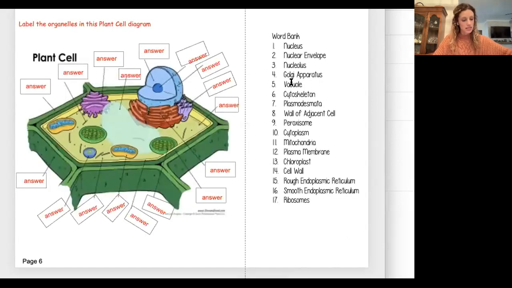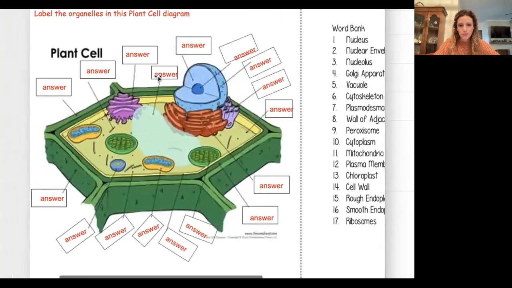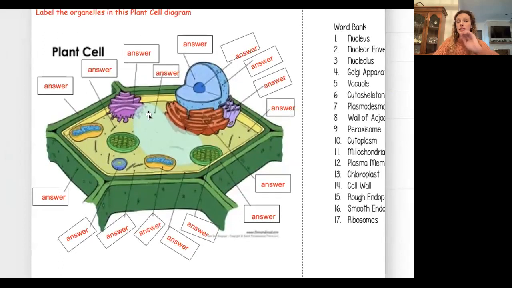Page 6, I'm going to do this with y'all. Let me zoom in just a little bit. Basically you have this word bank and I'm going to go through and label the plant cell with y'all, just to make sure that you have these labeled correctly. First let's start with our nucleus. It's going to be this blue structure. We're going to do the whole outside. So this is going to be my nucleus.